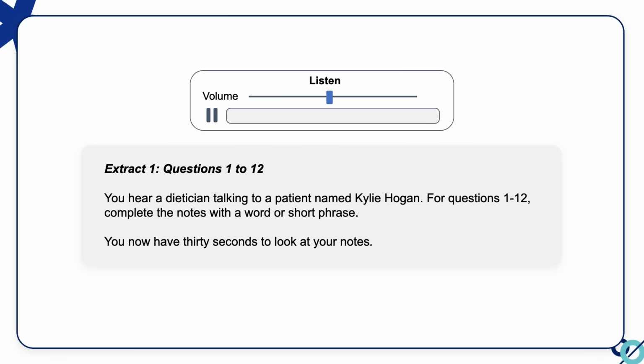Extract 1, questions 1 to 12. You hear a dietitian talking to a patient named Kylie Hogan. For questions 1 to 12, complete the notes with a word or short phrase. You now have 30 seconds to look at your notes.